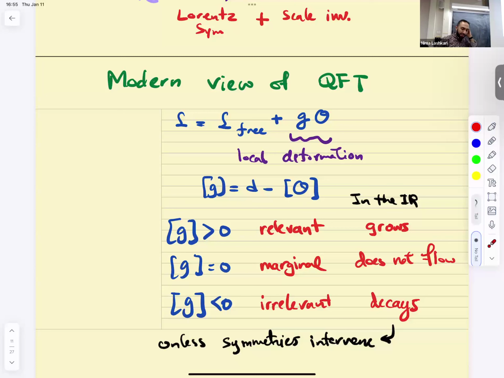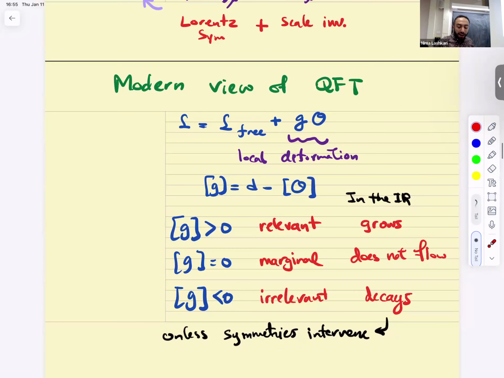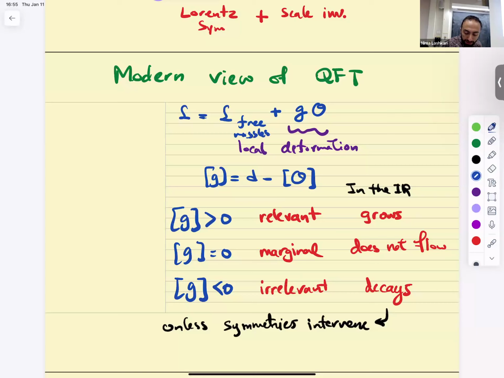Now I want to take advantage of this and advertise our modern view of quantum field theory. So what I'm going to say right now is a little bit different, but we're going to quickly come back, right? I just told you that I took the action of massive free fields or an interacting scalar field, and I wrote it as a free massless part, which was a CFT, plus terms that were explicitly breaking scaling invariance.